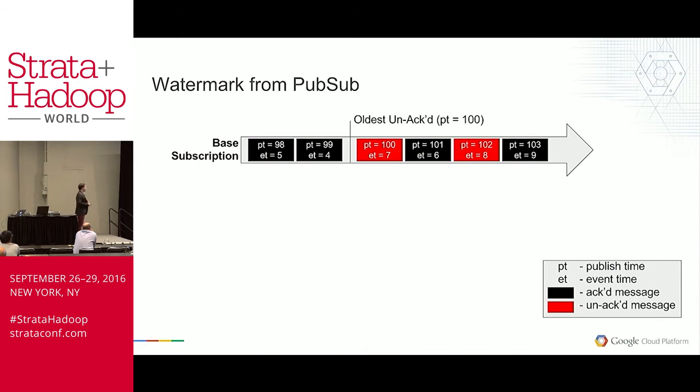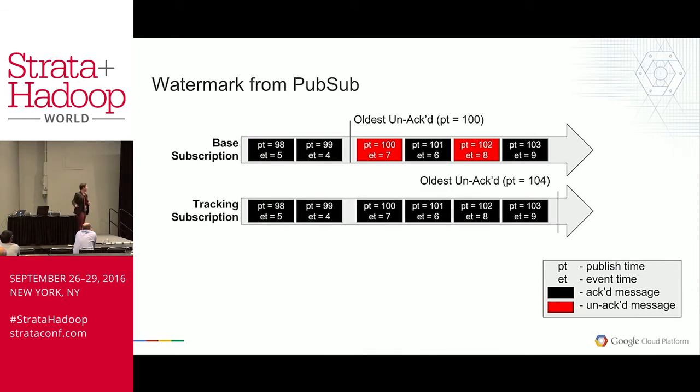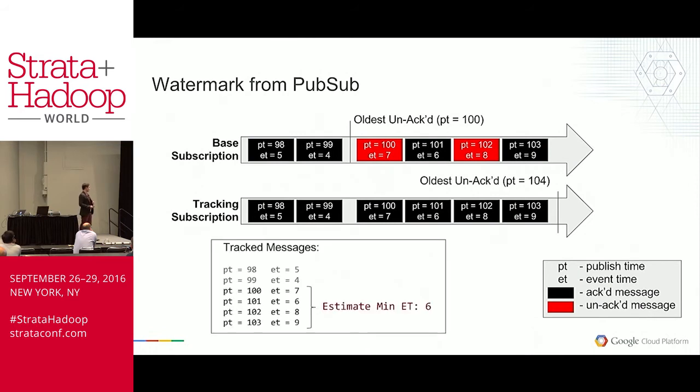However, we can set up a second metadata-only subscription that does not do any message processing, but only looks at the metadata. Because it only looks at the metadata and does not do any heavy lifting, it can always keep up with the stream. Once we've done this, we can use it to inspect the backlog between the oldest unacknowledged on our original subscription and real time, and use those values to inspect the event times that we care about to establish a watermark.